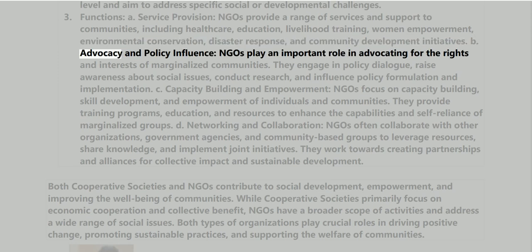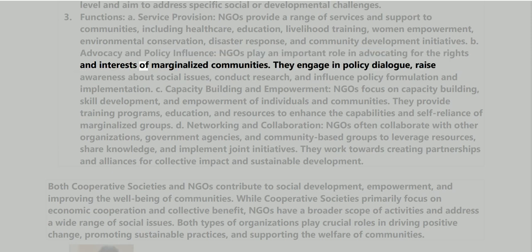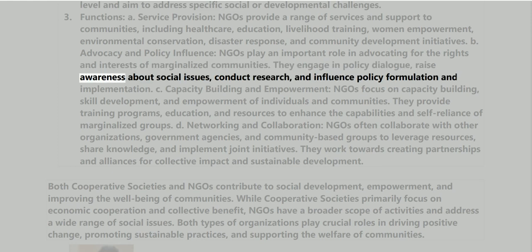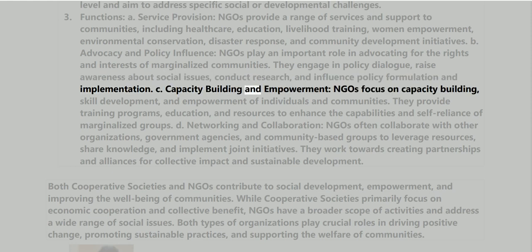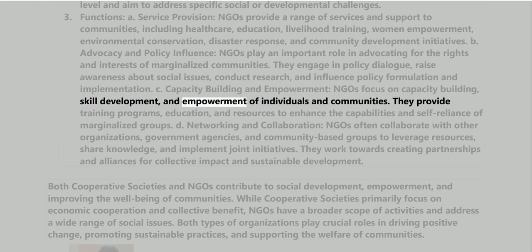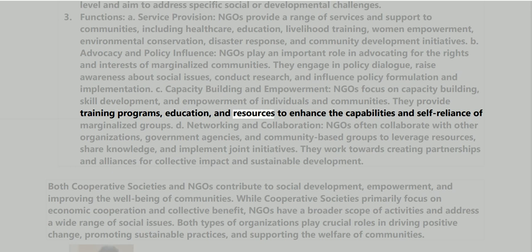B. Advocacy and policy influence. NGOs play an important role in advocating for the rights and interests of marginalized communities. They engage in policy dialogue, raise awareness about social issues, conduct research, and influence policy formulation and implementation. C. Capacity building and empowerment. NGOs focus on capacity building, skill development, and empowerment of individuals and communities. They provide training programs, education, and resources to enhance the capabilities and self-reliance of marginalized groups.